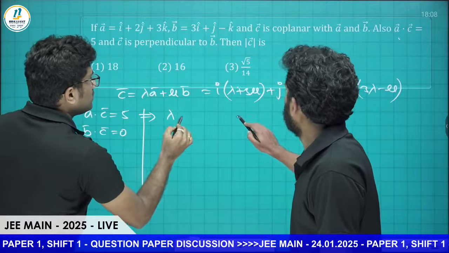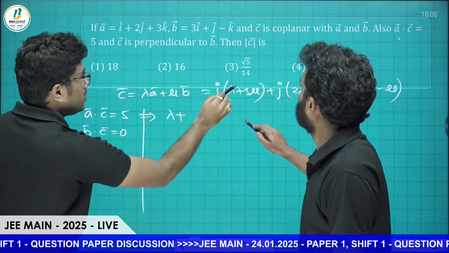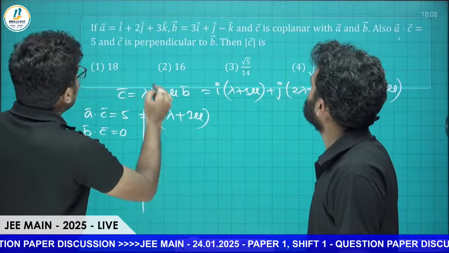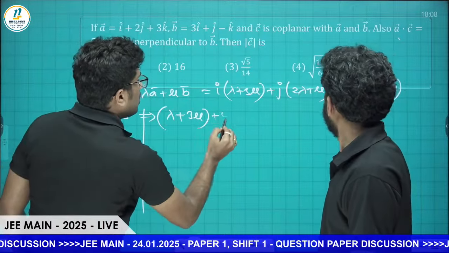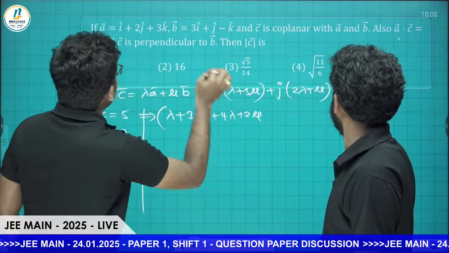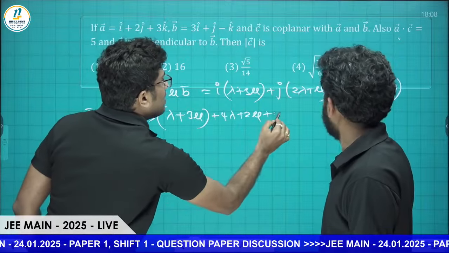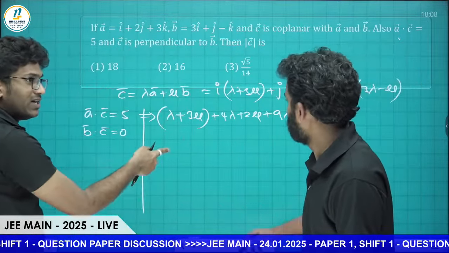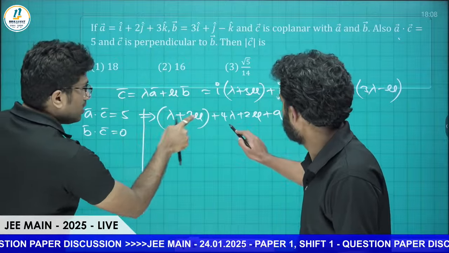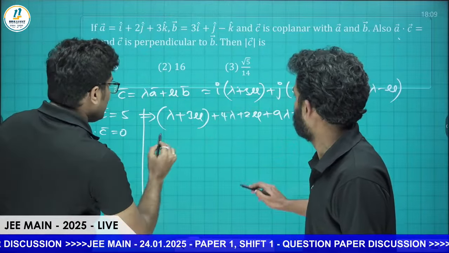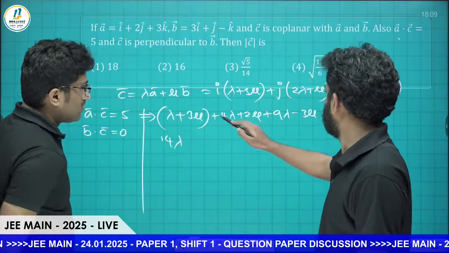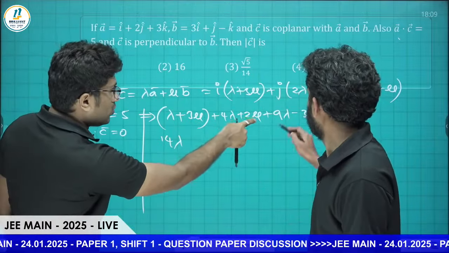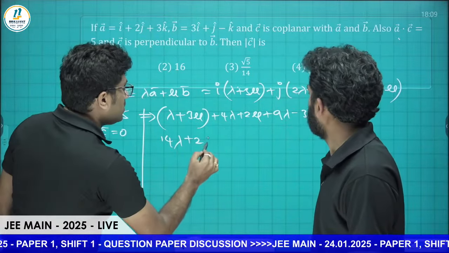lambda plus 3 mu. 1 into lambda, that is, plus 3 mu, plus 2 times 2, 2 twos are 4 lambda, plus 2 mu, plus 3 threes are 9 lambda, minus 3 mu is equal to 5. So we'll be getting a linear equation in terms of lambda and mu. That is lambda plus 4 lambda, 5 lambda, plus 9 lambda is 14 lambda, plus 2 mu minus 3 mu, 2 mu cancel, is equal to 5.